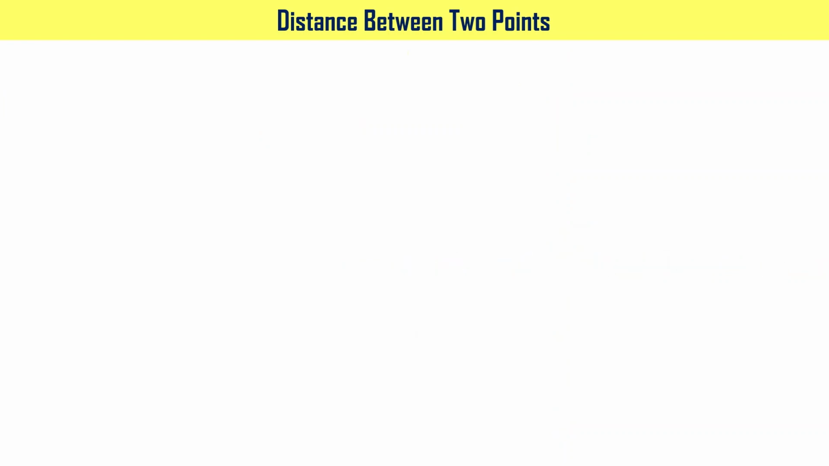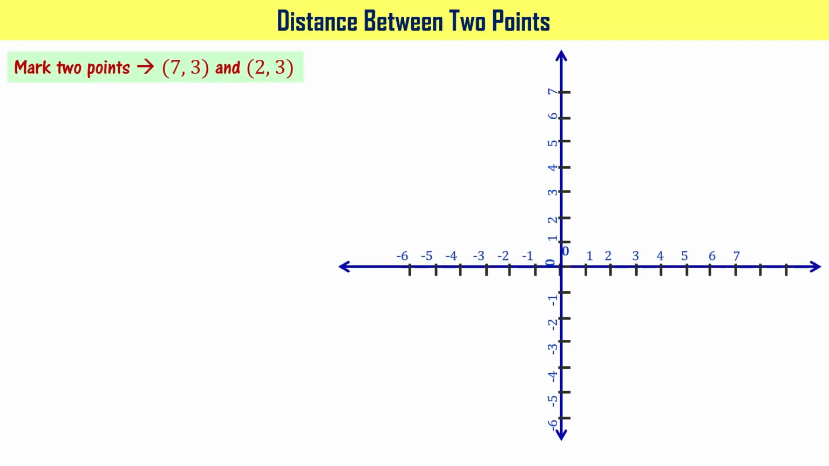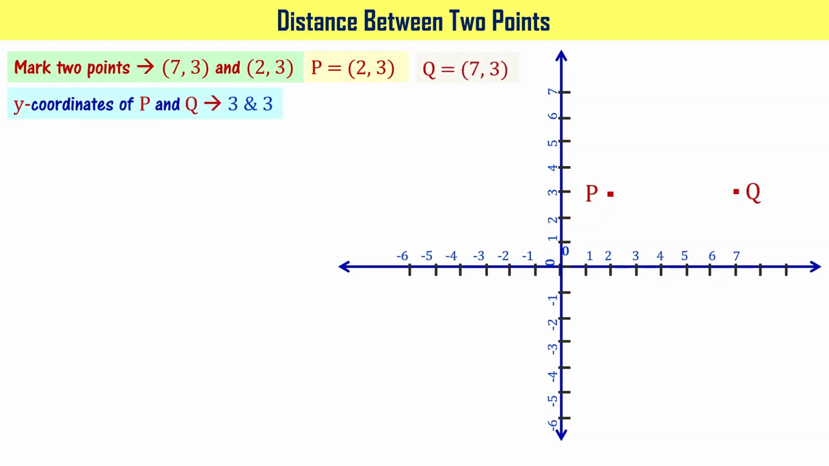Till now, what we have seen is the distance between 2 points, either lying on the x-axis or on the y-axis, right? Now let's consider a different scenario. Let's mark 2 points: P is 2 comma 3 and Q is 7 comma 3. As you see here, the y coordinates of P and Q are the same, that is 3.